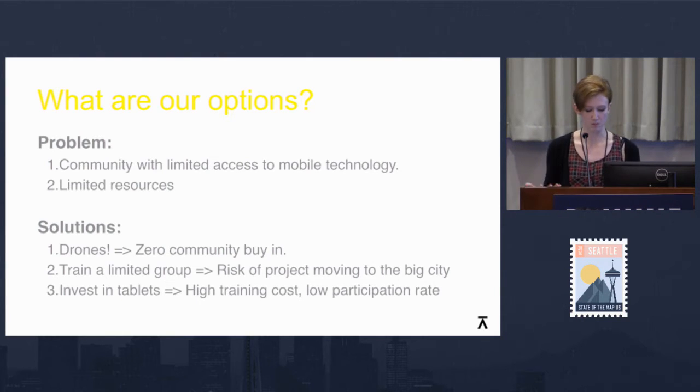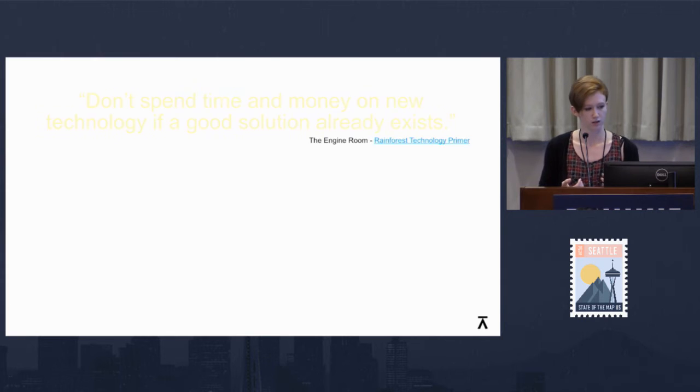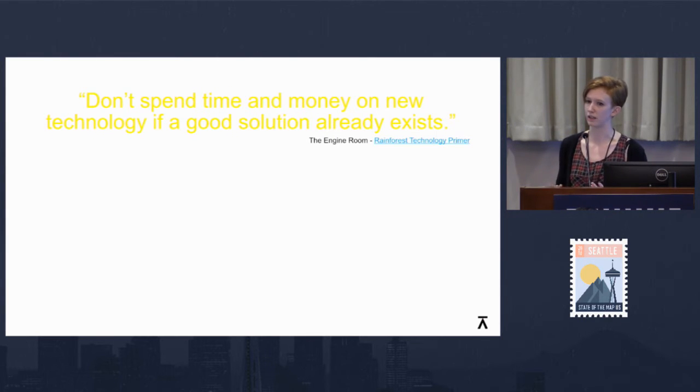You could maybe buy more tablets, but then you're leaving people out who are intimidated by the process or arbitrarily limiting the number of people that can participate because there's only so much tech to go around. So the technology that we've been implementing in every other situation suddenly doesn't work. So what do we do? Don't spend time and money on new technology if a good solution already exists. And I would argue that sometimes a pen and paper is the best option.